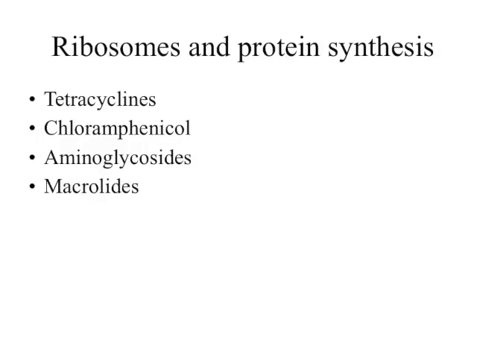The next really big group of antibiotics targets ribosomes and inhibits protein synthesis. And there's 4 big classes of these antibiotics, so the tetracyclines, chloramphenicol, aminoglycosides, and macrolides.